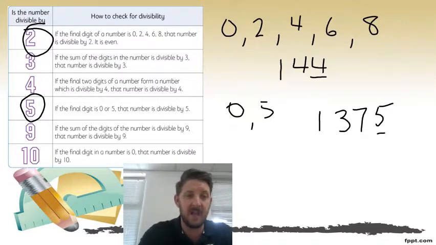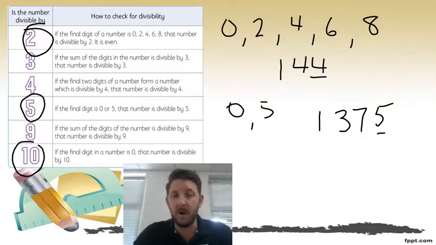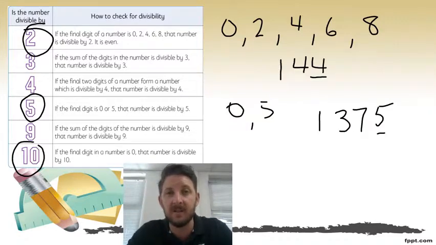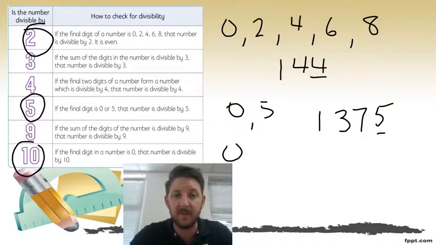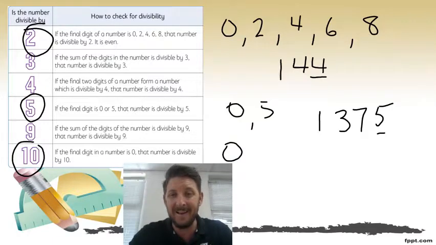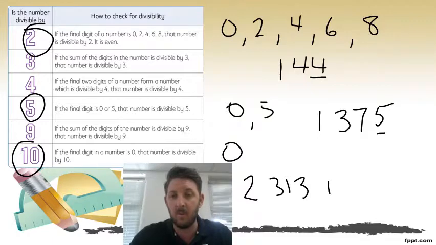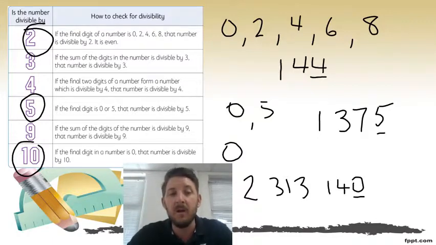And the last one is 10. And we know that when we're doing our counting by tens, we go 10, 20, 30, 40, 50, 60, 70, 80, 90, 100. All of those finish in a 0. So we know that any number that we get, even if it is 2,313,140, we know that the last number is 0, so it must be divisible by 10.